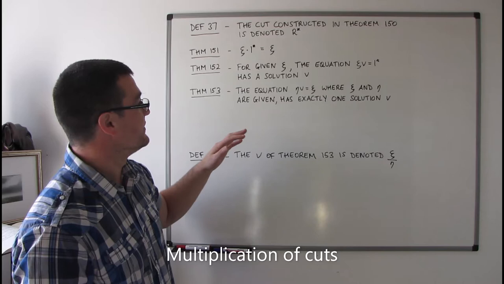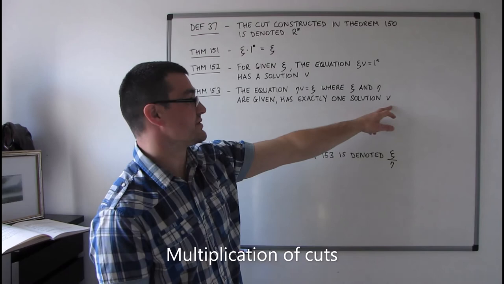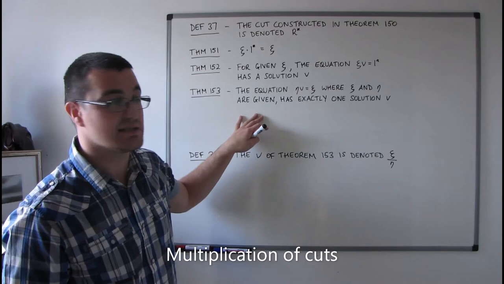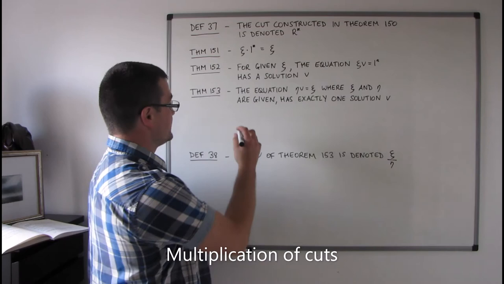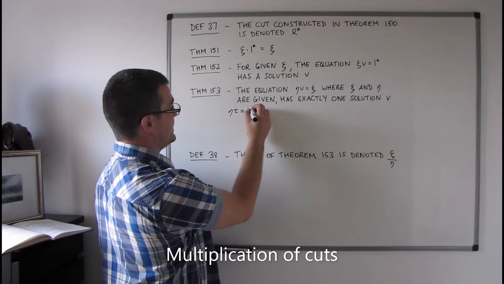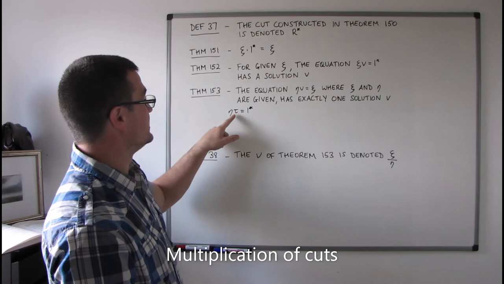And then theorem 153, the equation eta nu equals xi, where xi and eta are given, has exactly one solution, nu. So I'm going to concentrate really on the existence here, not the uniqueness. I'm not too bothered about showing it follows from some of the earlier theorems. Okay, so the proof of this goes as follows. We choose a tau such that eta times tau is equal to 1 star. So eta is one of our given cuts, and tau exists according to theorem 152.